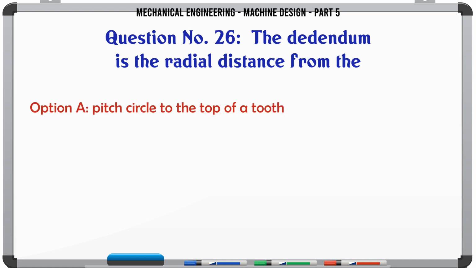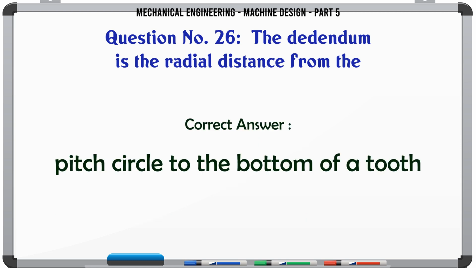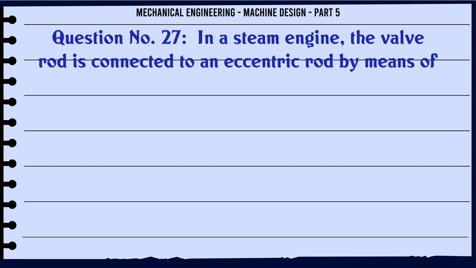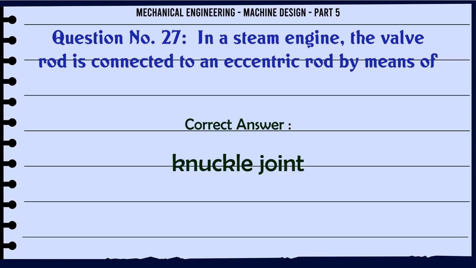The dedendum is the radial distance from the A. Pitch circle to the top of a tooth. B. Pitch circle to the bottom of a tooth. C. Top of a tooth to the bottom of a tooth. D. Addendum circle to the clearance circle. The correct answer is pitch circle to the bottom of a tooth. In a steam engine, the valve rod is connected to an eccentric rod by means of A. Cotter joint. B. Knuckle joint. C. Universal joint. D. Flange coupling. The correct answer is knuckle joint.